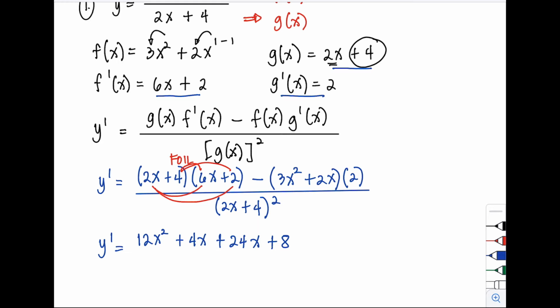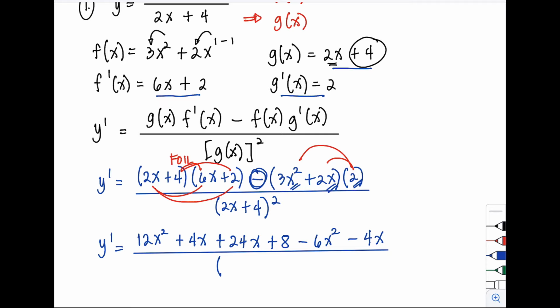Tama? So ngayon, dito naman sa may second term, i-distribute lang natin guys si positive 2 dun sa ating binomial. So 2 times 3x squared, that is 6x squared, times negative, so that is negative 6x squared. Okay? Then 2 times 2x, that is 4x, times negative, we have negative 4x. Nakuha? And all over, so this is 2x plus 4 square.